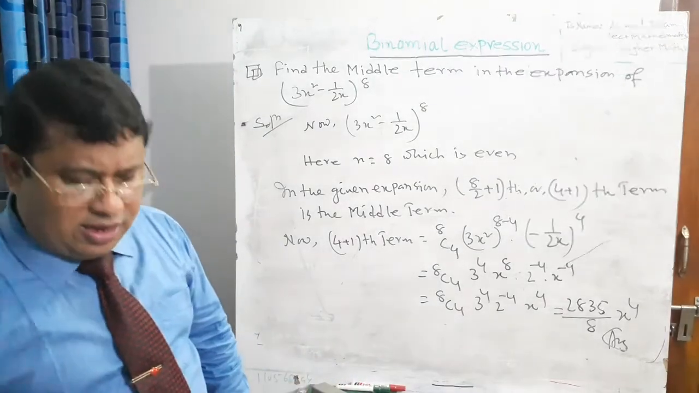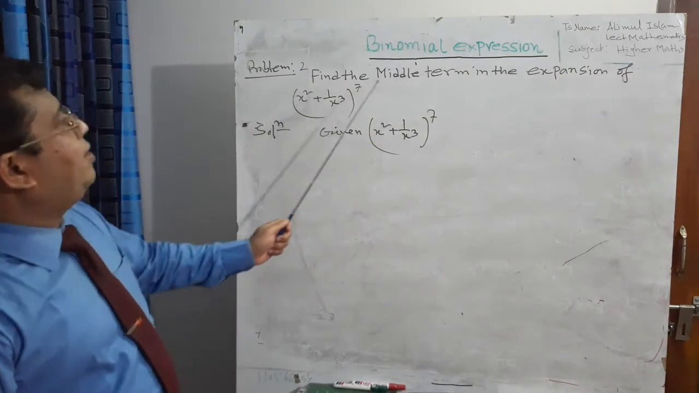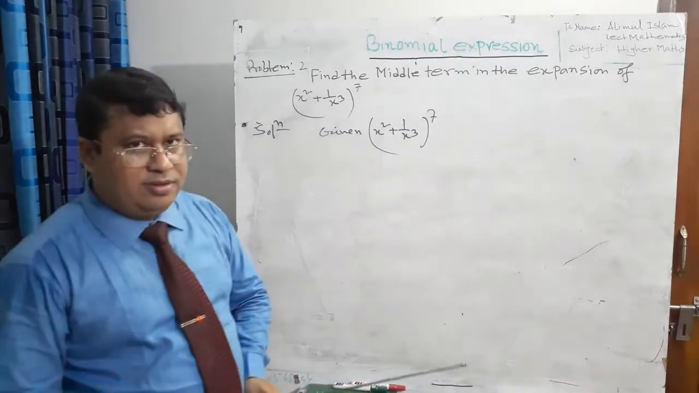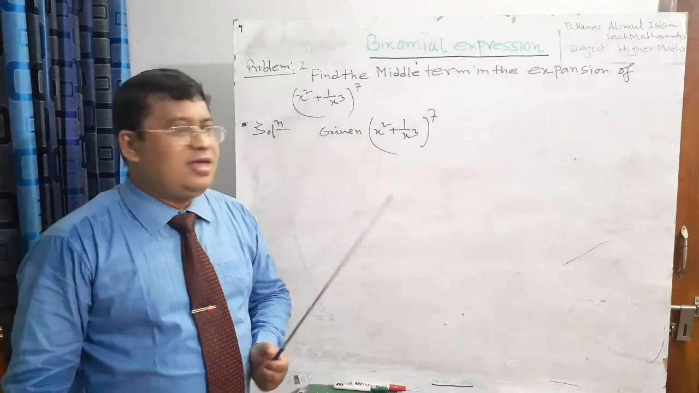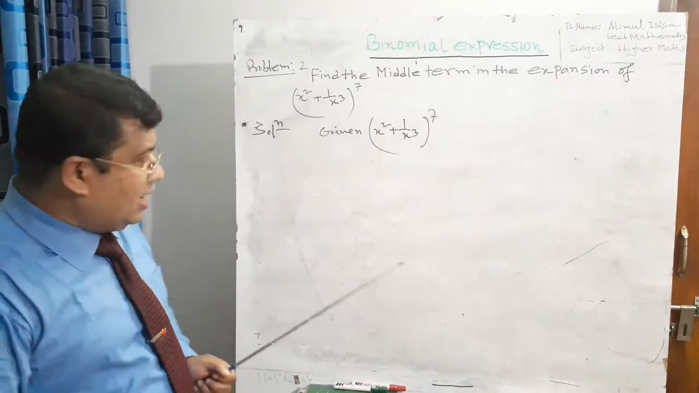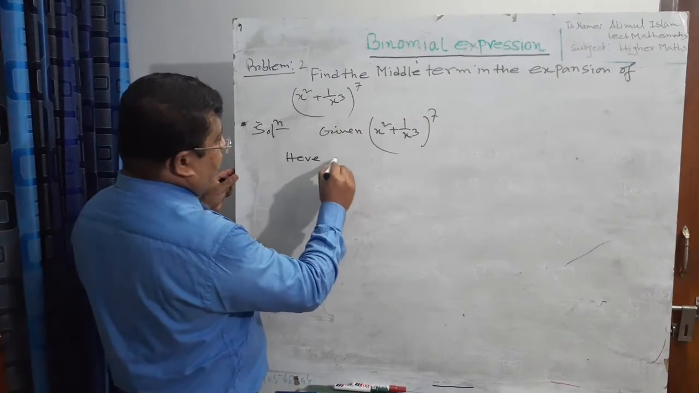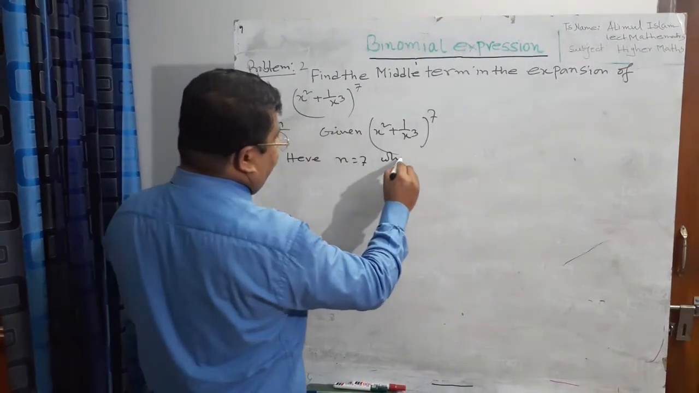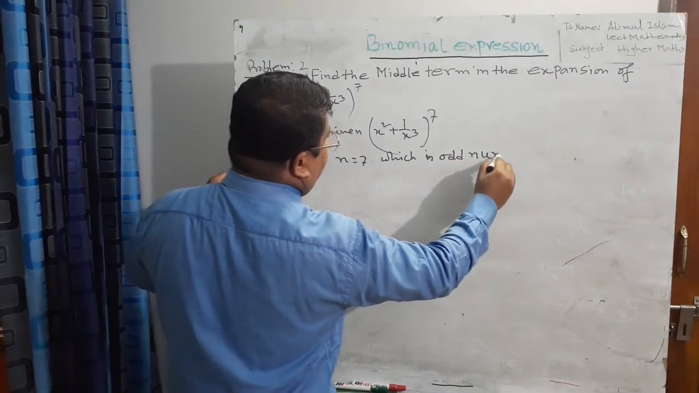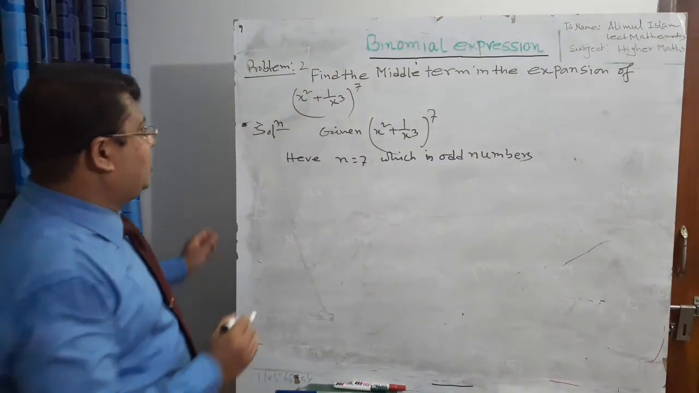Now I will give another example, another math problem on middle terms. Find the middle term in the expansion of (x squared plus 1 by x) whole to the power 7. Here the power is an odd number. When the power is an odd number, you will get two middle terms. Clear? Suppose here n is equal to 7, which is an odd number. When we get an odd number, there are two middle terms in the expansion.